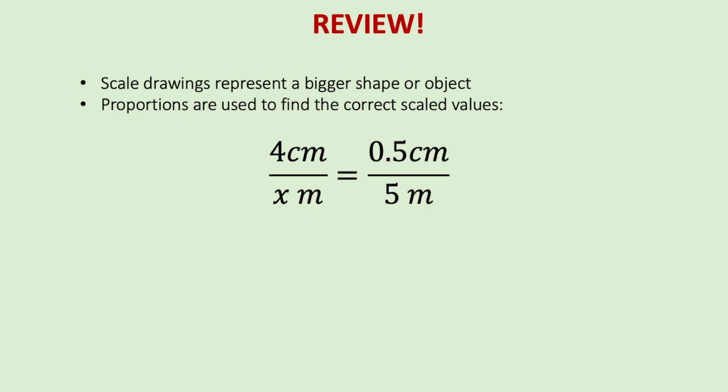So remember that scale drawings are used to represent a bigger shape or object, and that proportions are used to find the correct scaled values. And when you're making a proportion, you want to make sure that the same label is on the top and the same label is on the bottom. Your scale factor will be one of the proportions, or if you're trying to figure out your scale factor, that can be an unknown. But you'll have your scale factor as one side of the proportion, and then on the other side you'll have your known value and then your unknown value, which you'll be trying to figure out. And then you cross multiply and then solve for x.